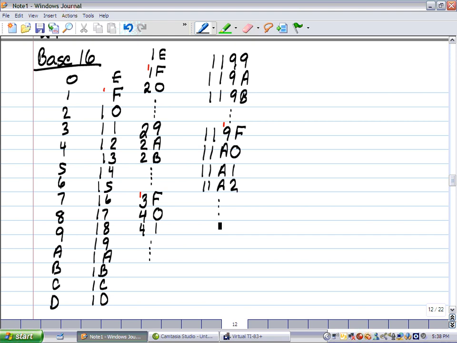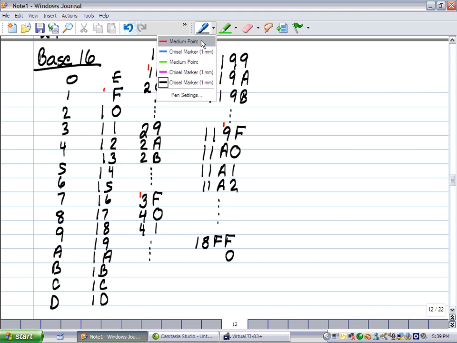Okay. Eventually I will get to 18FF. What would be after 18FF? Well, there's no more symbols after F, so I have to go 0, carry 1 to the next place value. What's after F? There isn't anything, so I have to start over at 0 and carry 1 to the next place value. What's the next symbol after 8? 9. So after 18FF is 1900.